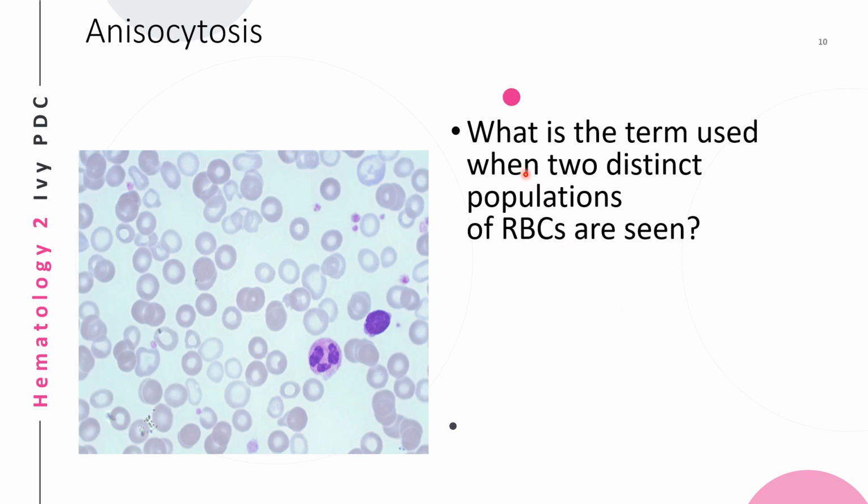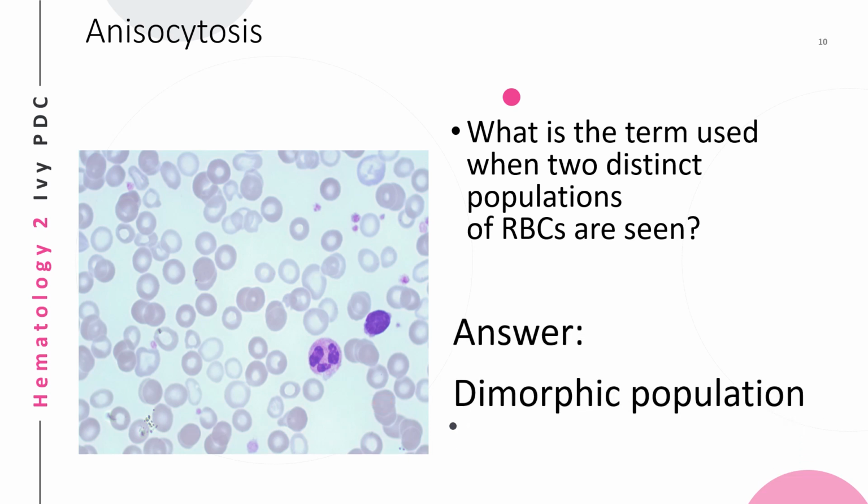So what do you call the term used when there are two distinct populations of red blood cells in the peripheral blood smear? Like for this one, we have small RBCs or microcytes, we have normocytes, and we also have macrocytes. When there are more distinct populations, what do we call this? And these are hypochromic cells and normochromic cells and hyperchromic cells. We call this a dimorphic population.